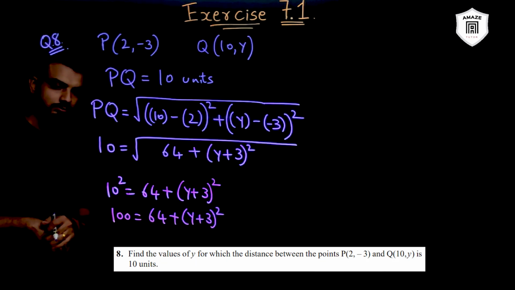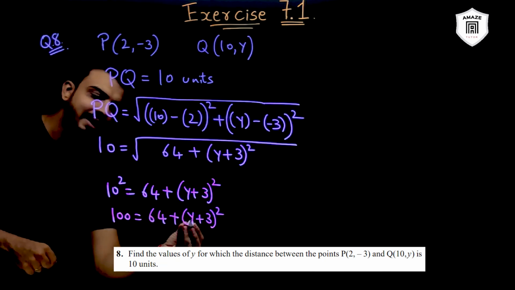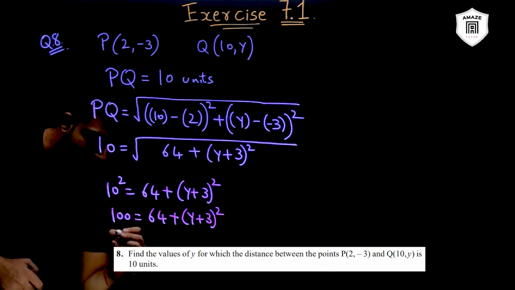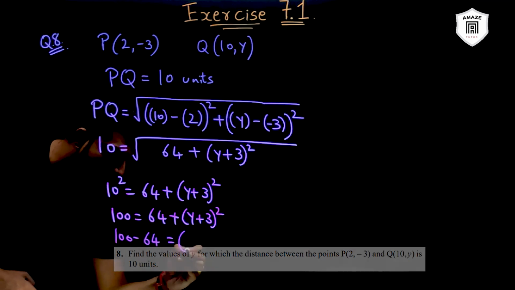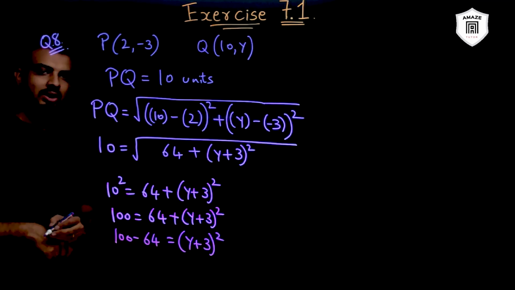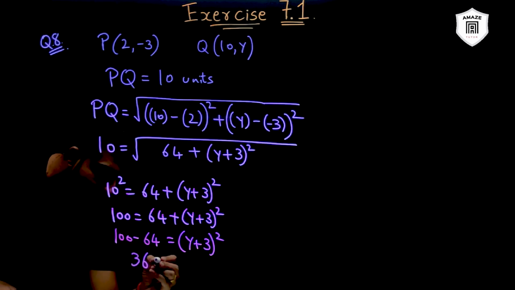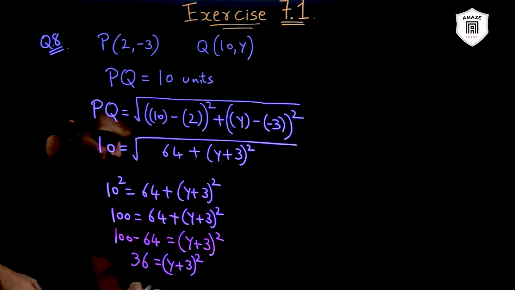Now, next, what we can do here is either expand it, which is one way, or take 64 on this side, so 100 minus 64 equals y plus 3 the whole square. What is 100 minus 64? It is 36, right? 36 equals y plus 3 the whole square.